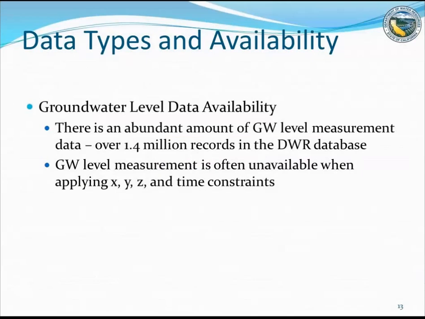So, what is our groundwater level data availability? We have a lot of groundwater level measurement records in our DWR water data library. In fact, there's 1.4 million or more records in that database, and it's growing every day. Unfortunately, groundwater level measurements are often unavailable when we apply the location, depth, and time constraints in some of the queries that we run. And I'll talk in more detail about that later.